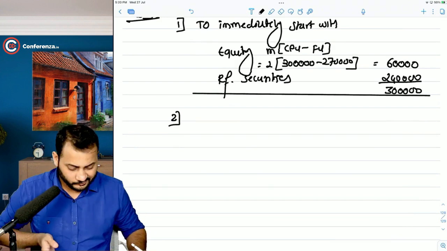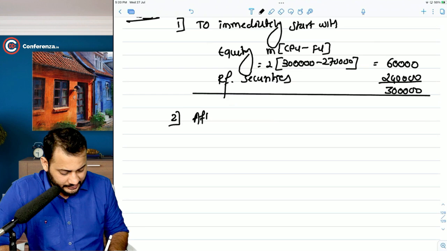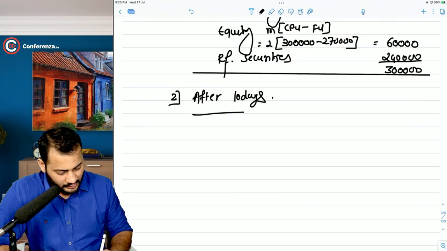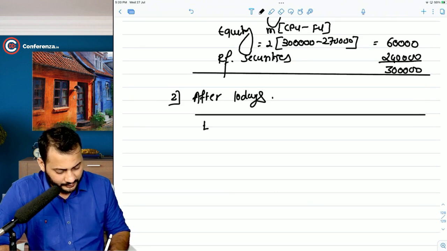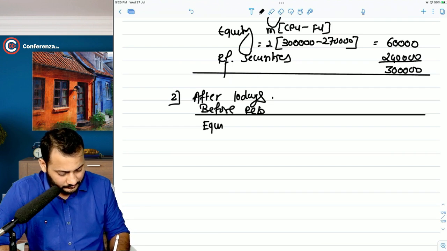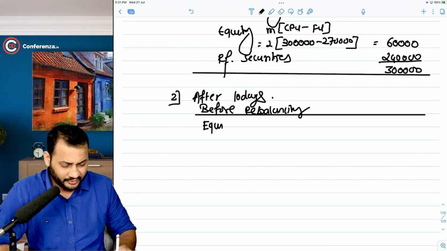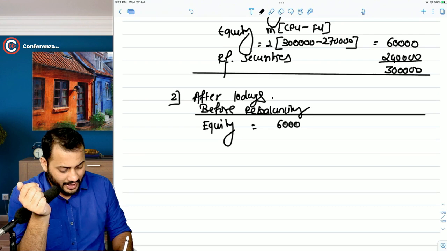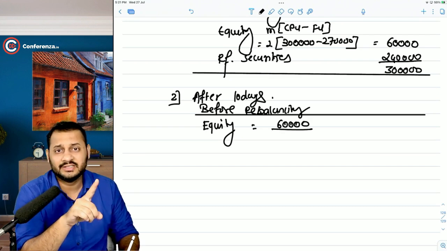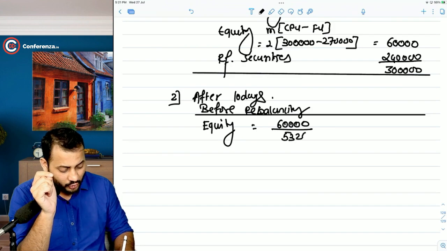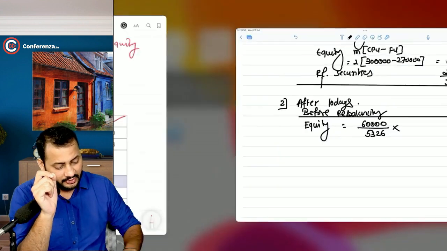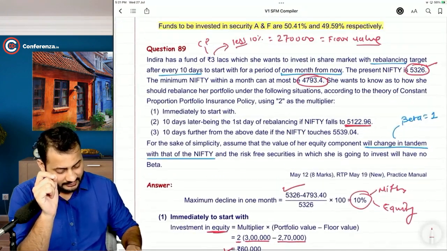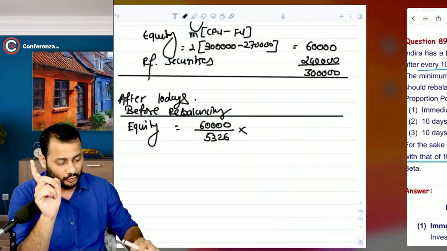Okay, second part. What is going to be the second part? See, after 10 days, how do we calculate the value of our equity component? This is going to be before rebalancing. We are just analyzing the current situation. Equity value: you had invested 60,000 rupees in equity when the index was at 5326, and now the index is standing at 5122.96.